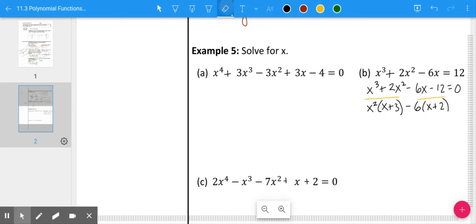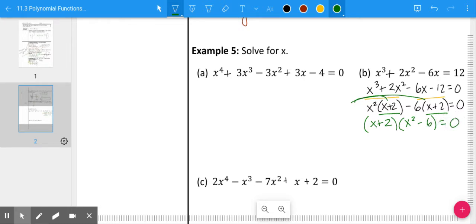I made a mistake over here. That should have been a 2. My apologies. There we go. And this is equal to 0. Once you have your first two groups factored, there should be a common factor within the two groups. So what you do now is you factor out the x plus 2, which leaves you with an x squared, and then it leaves you with the minus 6.